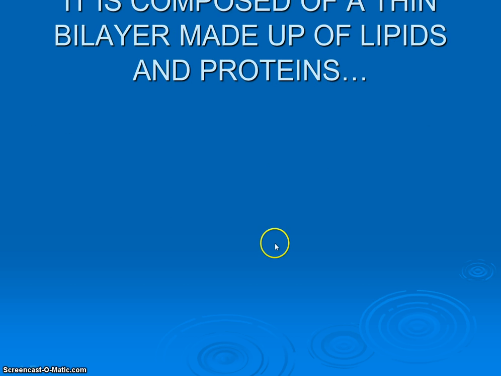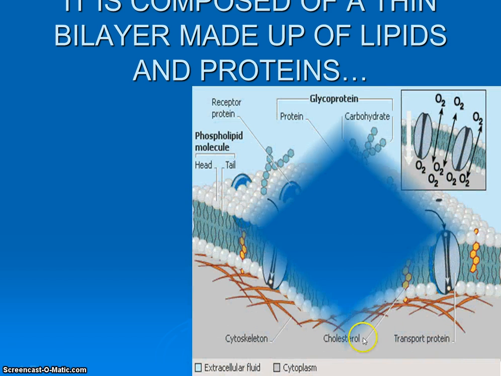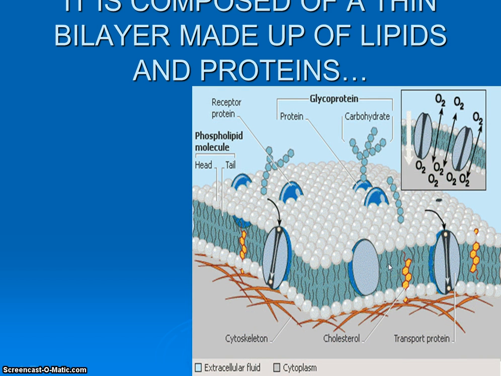So as we said, it's a thin bilayer. Now, the term layer, obviously, we know that that is a layer, but bi meaning two. So literally, it's just a two-layered structure made up of lipids and proteins. Now, if we zoom in, this looks possibly initially a little bit complicated.